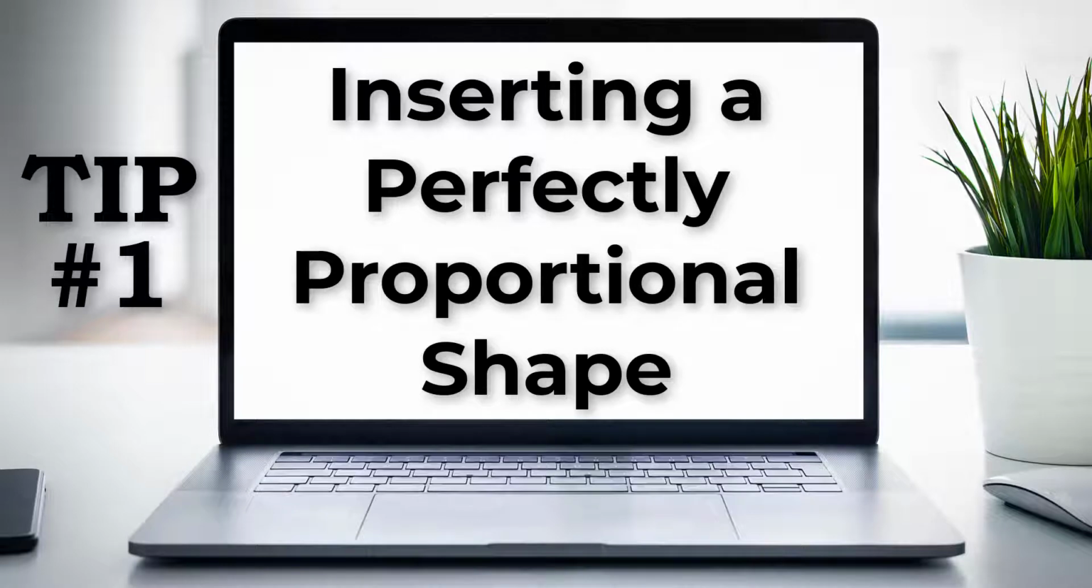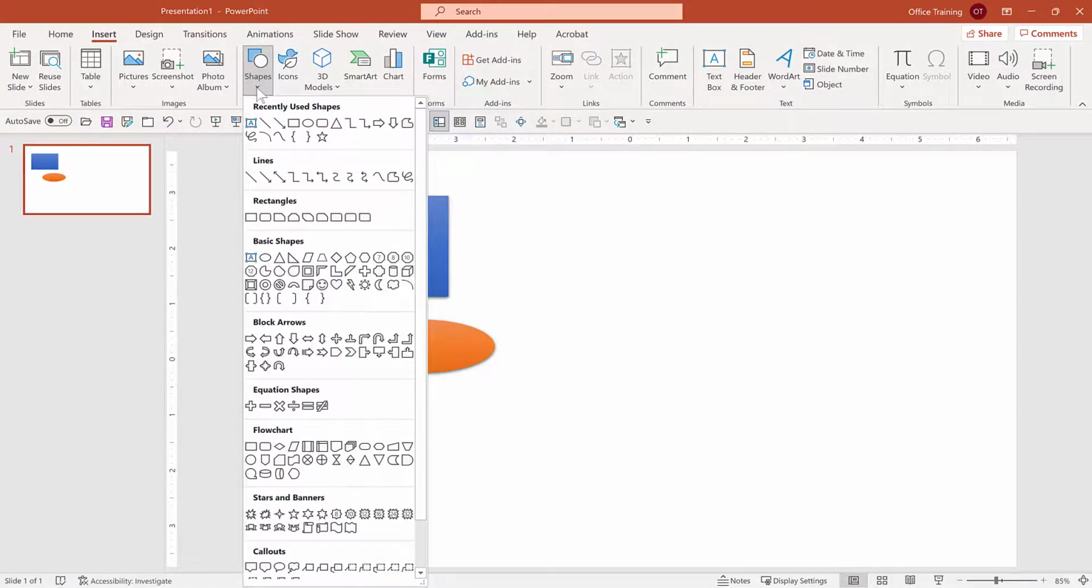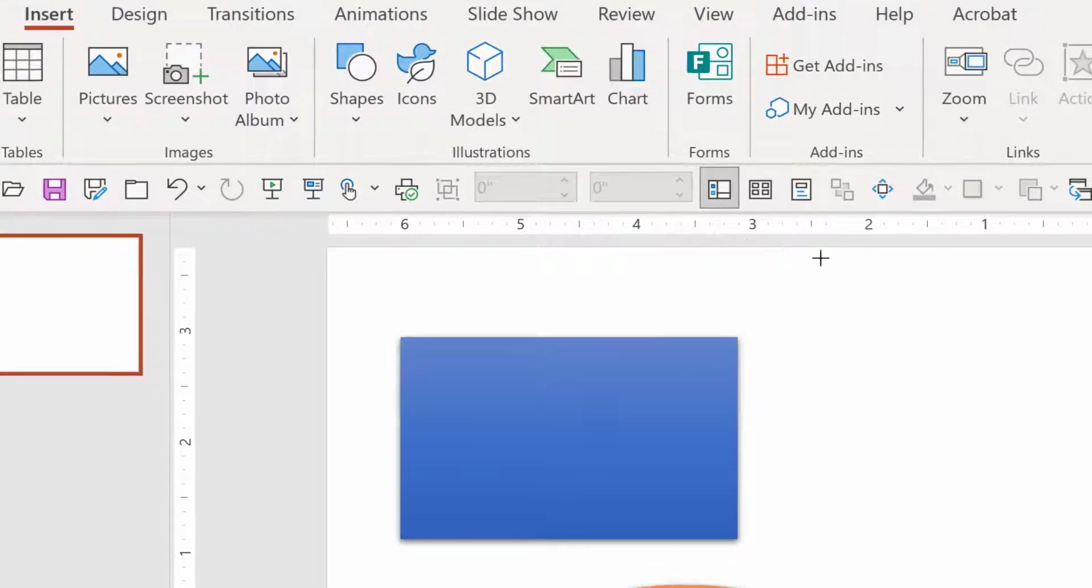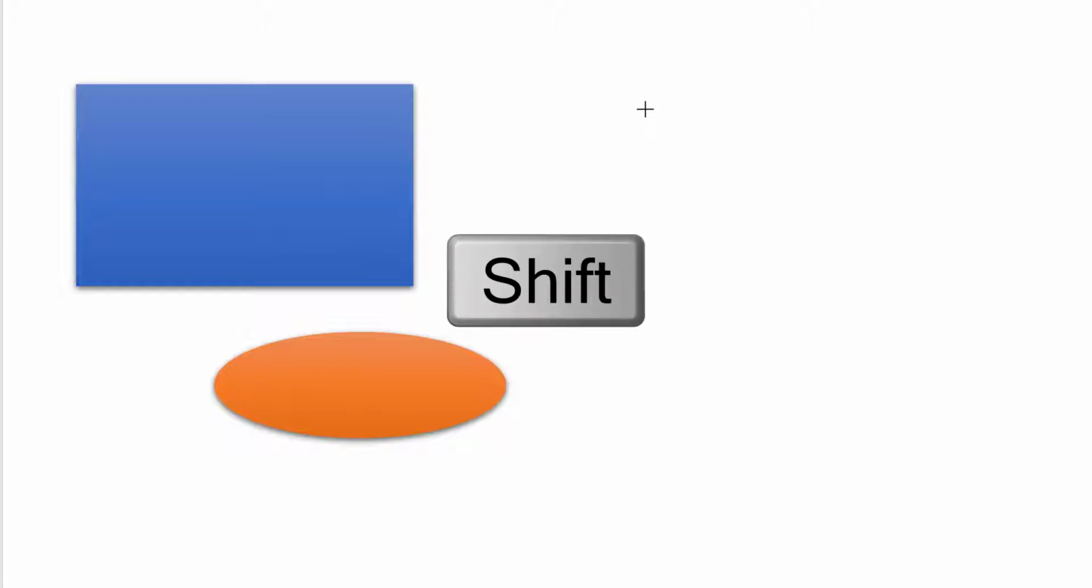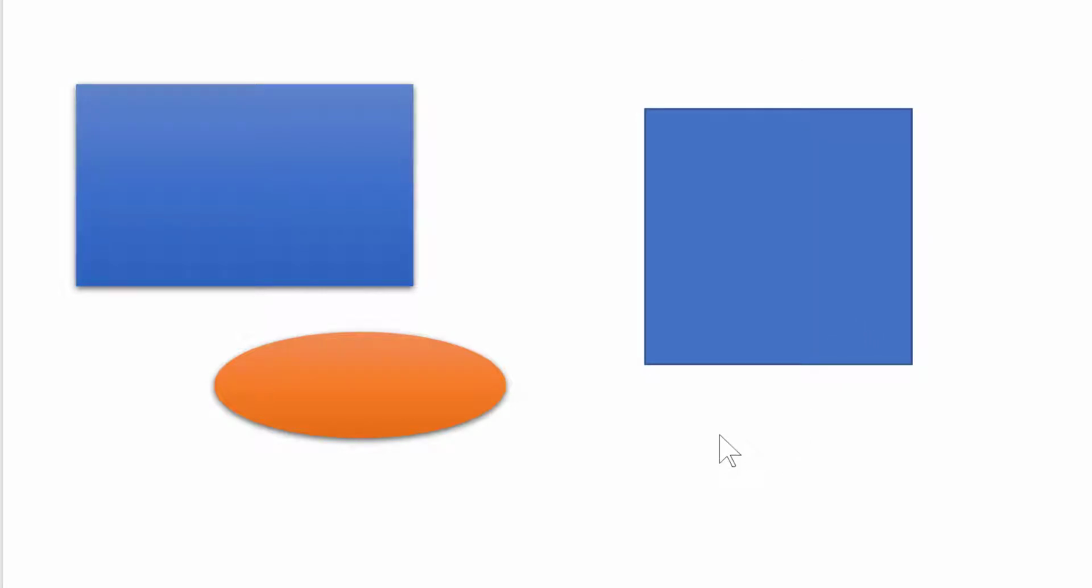When we insert a shape under Insert and Shapes, our options include rectangle, oval, and other shapes. But if you want them to be perfectly proportional, pick the shape you want, move out to your slide, and hold down the Shift key while you're drawing the shape. Now this shape is perfectly proportional, that is the same width and height. Let go of the mouse and the Shift key. And there you have it, a perfectly proportional square.